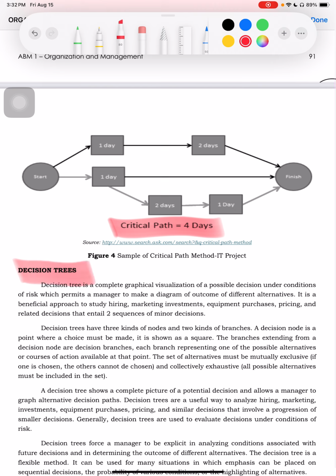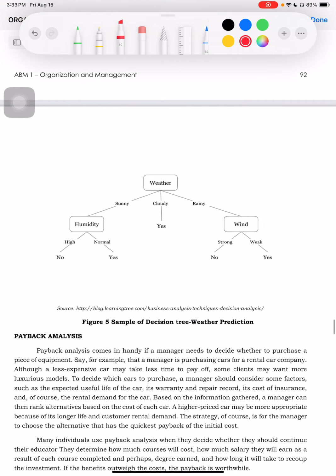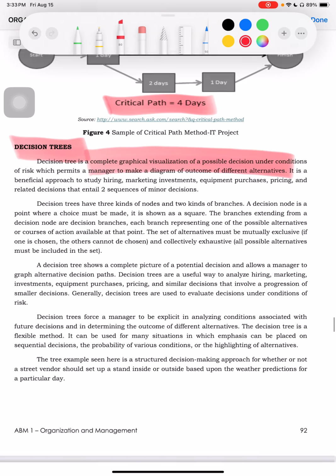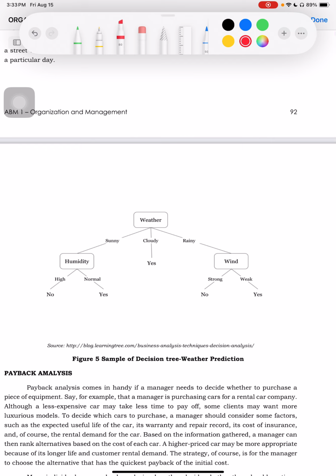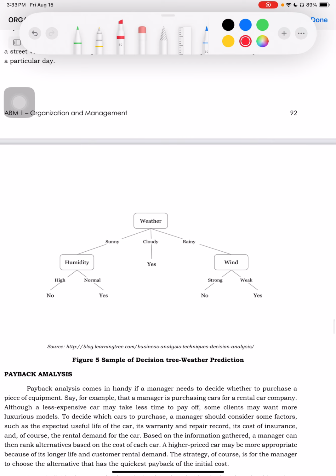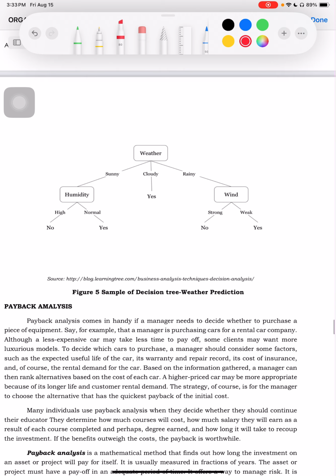So decision trees are a complete graphical visualization under the condition of risk, which permits the managers to make a diagram of outcomes and different alternatives. So these are the samples of decision trees. Whether you like it or not, it's a yes or no. So depending on the situation, whether he accepts or not, and the possible consequences of these options.